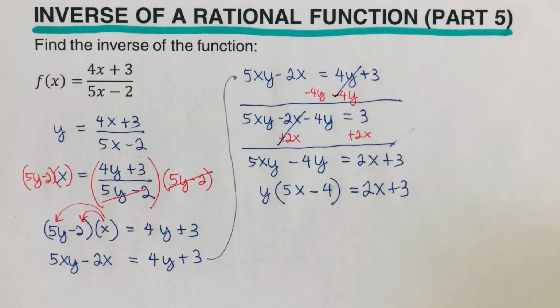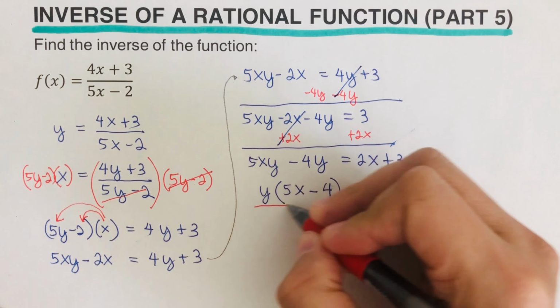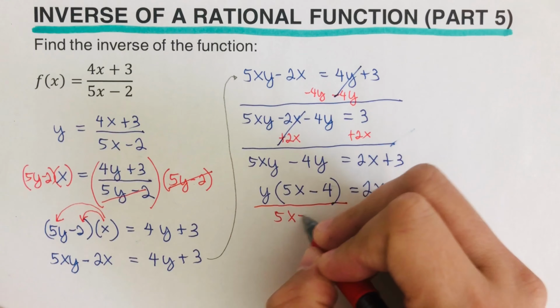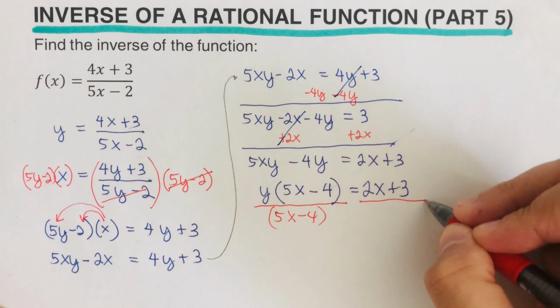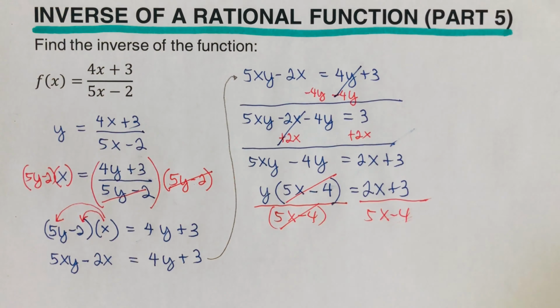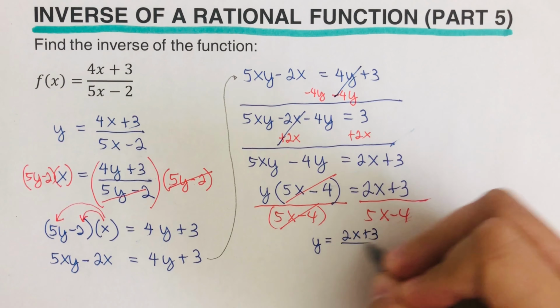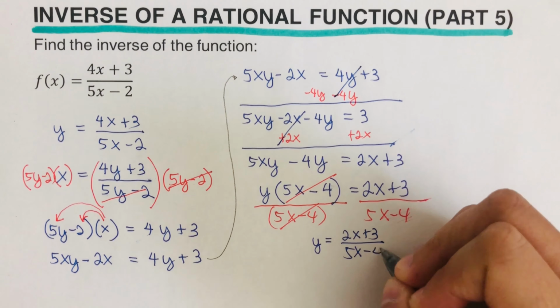And then from here, I go ahead and isolate the y by itself again. We are going to divide both sides by 5x minus 4. Divide this by 5x minus 4 so I can cross this out. I am now left with y. That is part of the second step. We isolate y by itself. So then that would be equal to 2x plus 3 over 5x minus 4.